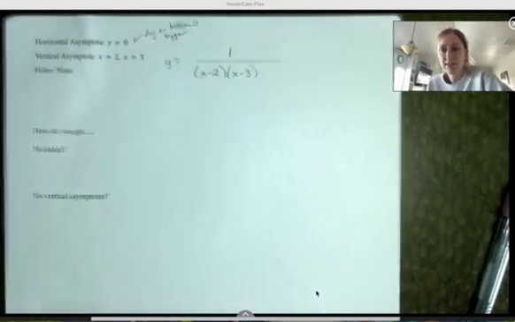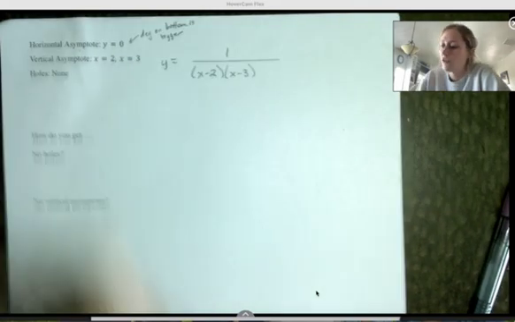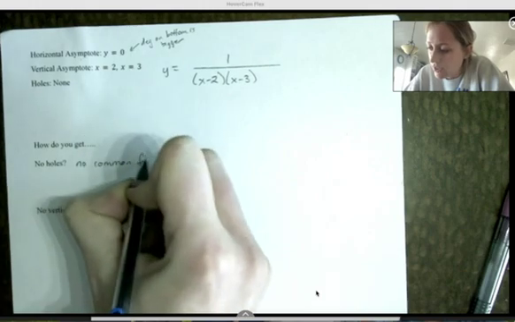That's fine. So there's more than one option. So there's no other specifics here. That is just fine. Okay, so one thing, how do we get no holes? No common factors in the numerator and denominator.